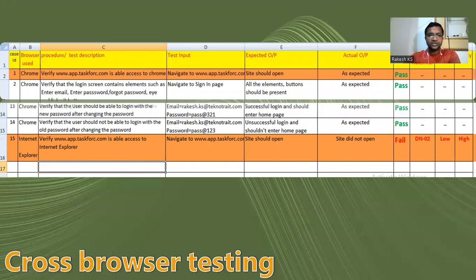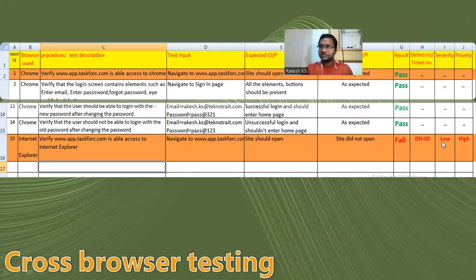Next one is cross-browser testing. In cross-browser testing, we check with the different kinds of browsers, whether the application works on the different browsers. First, we use the Chrome browser. The Chrome browser works perfectly well for this particular application. When it comes to Internet Explorer, it did not open that site. So hence we mark it as a fail, and also we log a defect number with severity, whether it is low or high, or priority high here.